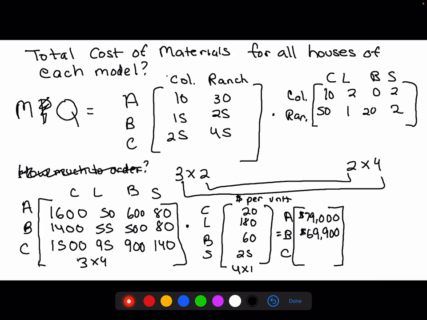All right, that did not work out right. I got too low. Let me do the math again. Maybe I messed up when I was typing this in. Okay, 1,500 times 20 plus 95 times 180 plus 900 times 60 plus 140 times 25. Yeah, I'm still $20,000 short. Where did I goof? That is the question.